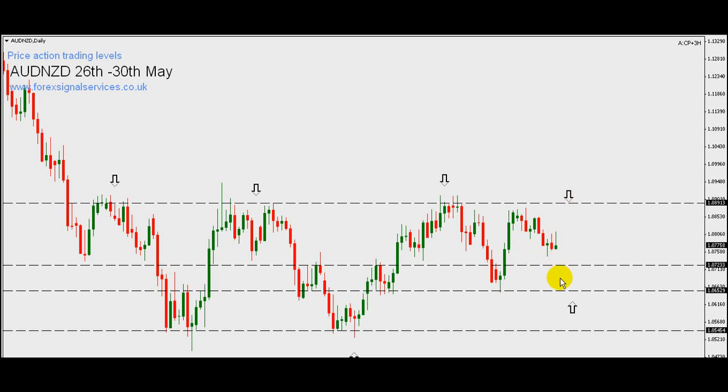If it breaks down under this level, just here you can see here, had resistance here, so if it breaks this level and comes back and finds resistance again, then look for a short under 1.0723 to come down to 1.06529 first, and then back down to 1.0545. So there's your locations for the AUD NZD.